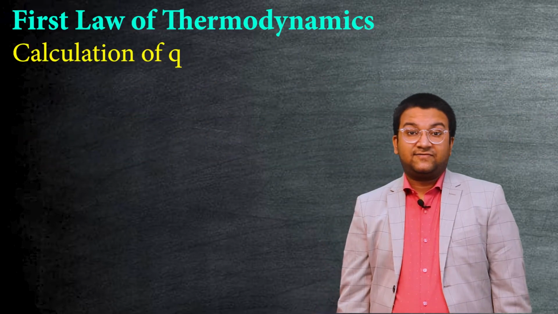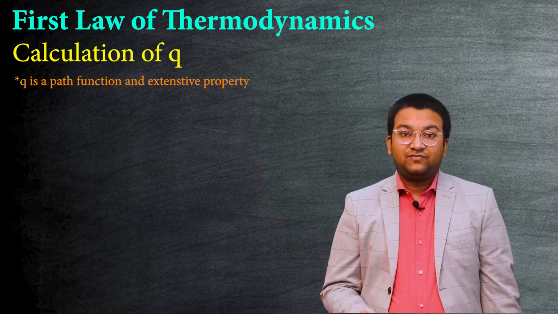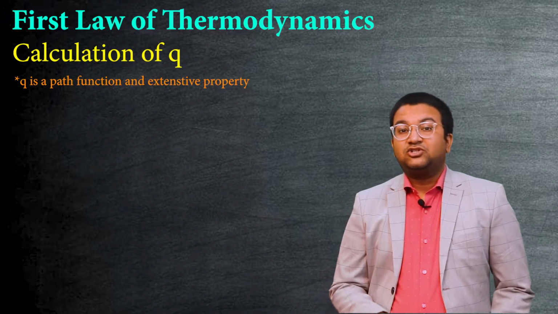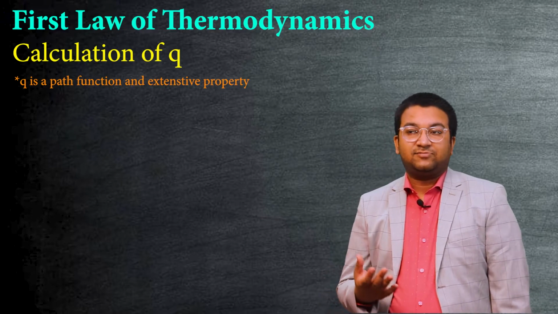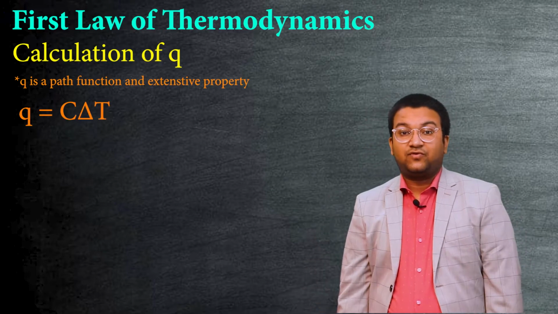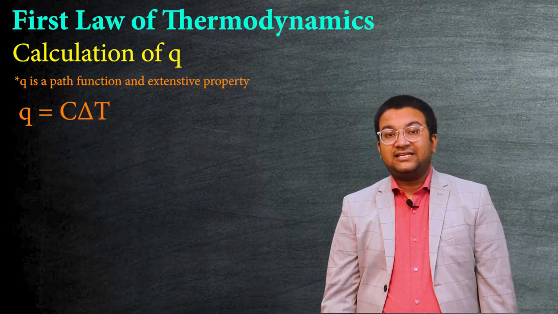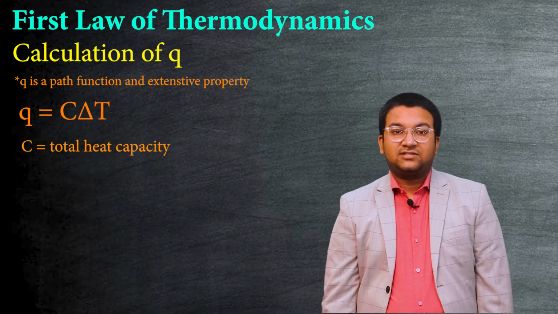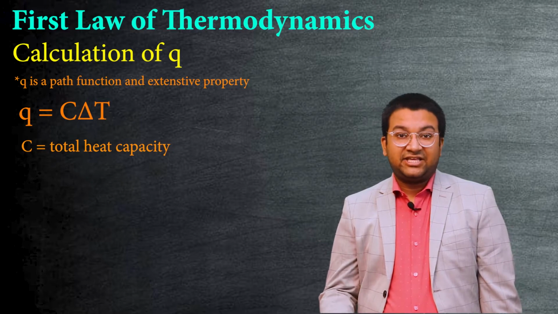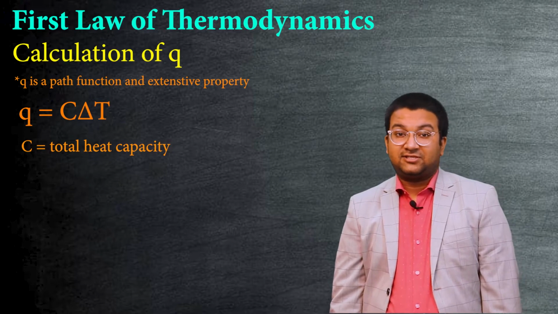The next term in this formula is Q. Q is the heat, and now heat is a path function, which means that it depends on how any system is achieving any particular state. So Q can be calculated for different systems in multiple ways. For example, in the first one we have Q equals C delta T. So in this case C is nothing but the total heat capacity of a system, and so if any system has a specific total heat capacity C given, we can easily use that formula to calculate the total heat given or absorbed by a system.